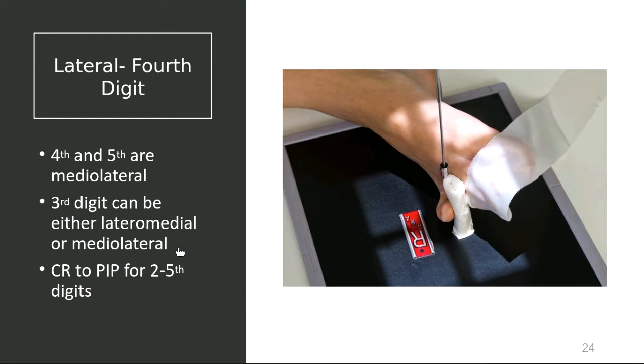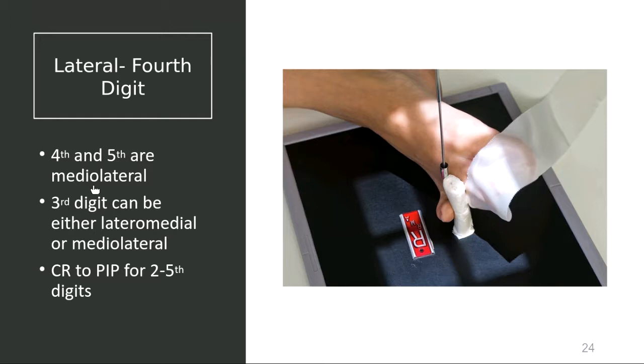You pretty much would have to evaluate your patient and see which way it's easier for them to roll their foot, depending on what the injury is, depending on their body habitus. Some people are going to be able to roll easier one way versus another. So whatever is most comfortable and your patient's able to achieve, that's what I would go with for the third digit. But first and second are lateromedial. 4th and 5th are mediolateral.